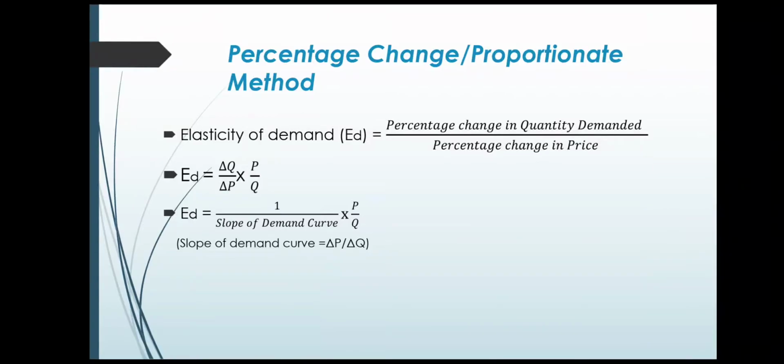You already know that the formula for slope of demand curve is delta P by delta Q, and over here in elasticity of demand the formula is just the opposite. It is delta Q by delta P multiplied by P by Q. So there are few questions where slope of demand curve is mentioned and you need to calculate the elasticity of demand. So in that case your formula would be 1 by slope of demand curve multiplied by P by Q. So let us begin with the sums.